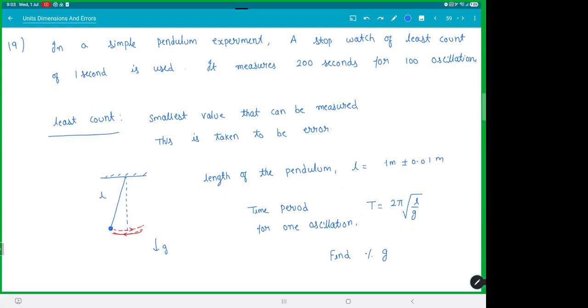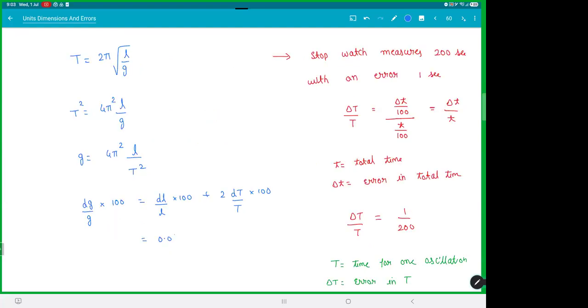So how much was this? 0.01 into 100. This is 1%, and that's also 1%, 2%. Okay with this? Not a big thing, but you have to be careful. Because you got the error for the full time, they're asking you error for one oscillation. So you have to divide by 100. Even if you have not done that, you would have still got the answer. Next one.